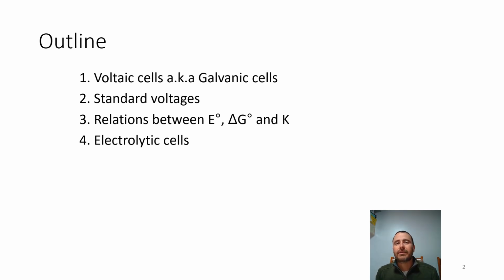Then we're going to talk about standard voltages, which is given the symbol E. In number 3, we have the relations between this E, a standard voltage, with that little knot symbol meaning that it's standard. There's going to be a relationship between that and our Gibbs free energy that we learned in chapter 20, and our equilibrium constant that we've been dealing with all semester long. And then lastly, we're going to talk about another type of cell that we call electrolytic cells.